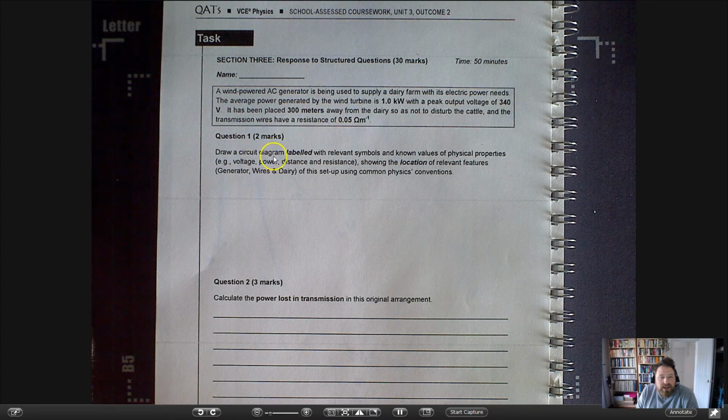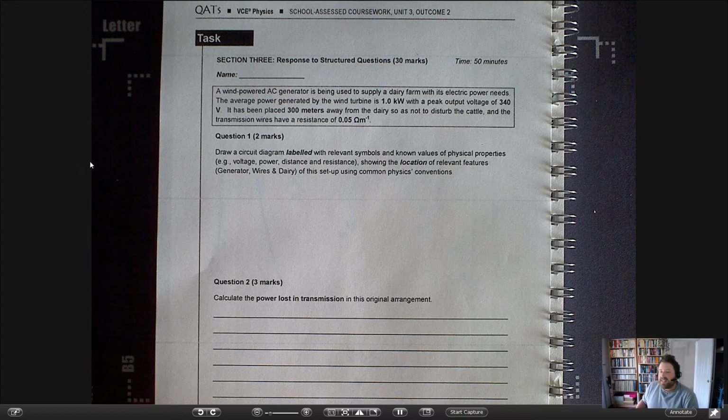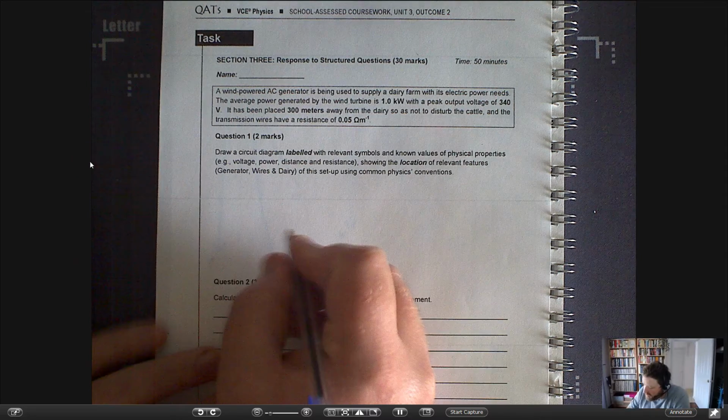Okay. Draw a circuit diagram labeled with relevant symbols and known values of physical properties, showing the location of relevant features of this setup using common physics conventions. Okay, so we haven't got any transformers in here. So this is literally just a simple series circuit.